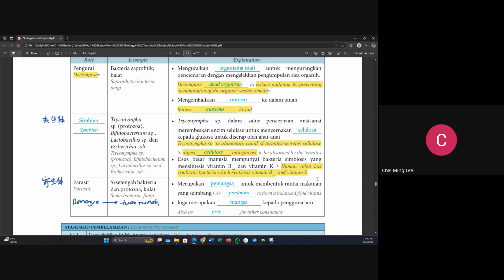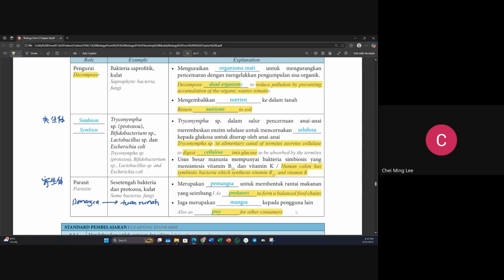And then, when we have symbiote, we also have parasite. Parasite and symbiote are almost similar. It's just that symbiote is a benefit for both sides, but the parasite is one benefit, one loses. Some of the bacteria and fungi are predators to form a balanced food chain, and sometimes also act as a prey for other consumers.